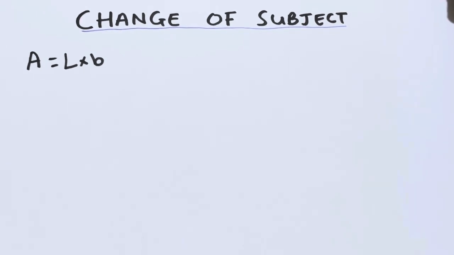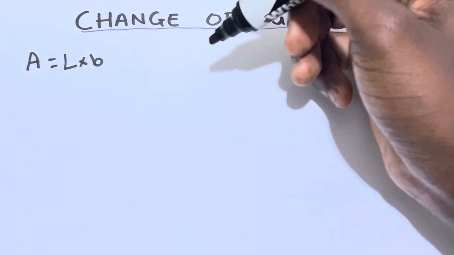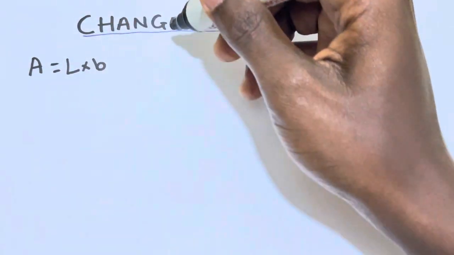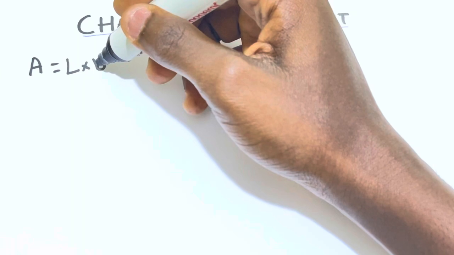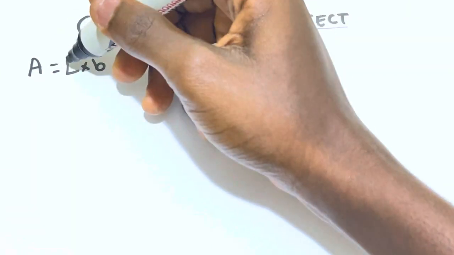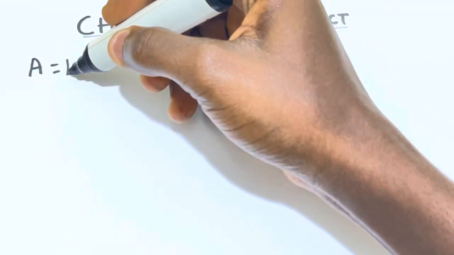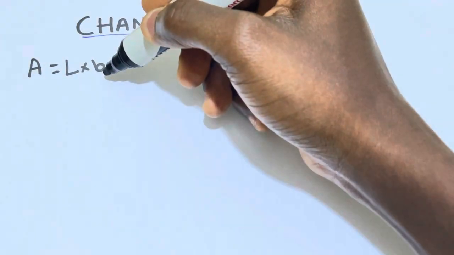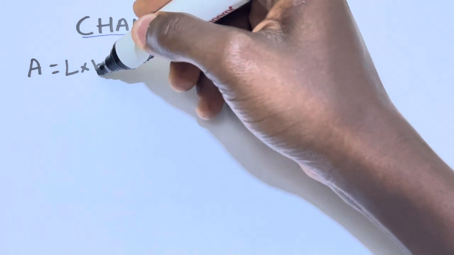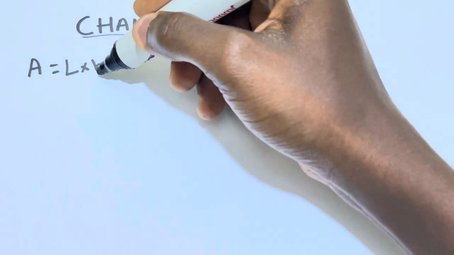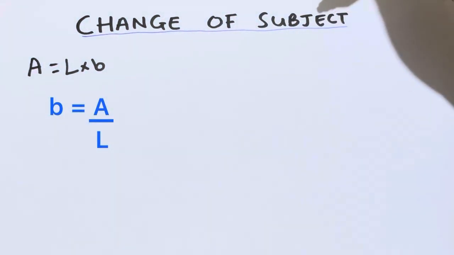In today's video, we're treating the topic of change of subject. Let's say you have the area of a rectangle. We have the area, the length, and the breadth. The area of a rectangle is the length times the breadth. But in case you are given the area and the length, and you are told to find the breadth, you need to change the subject. Are you getting it? You need to make the b, or the breadth, stand on its own. That's the importance of change of subject.